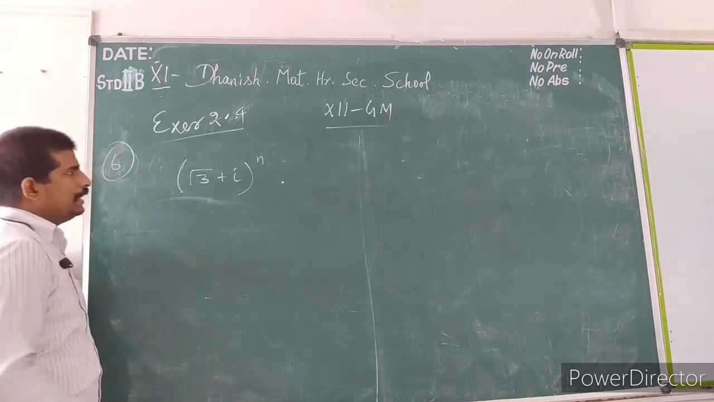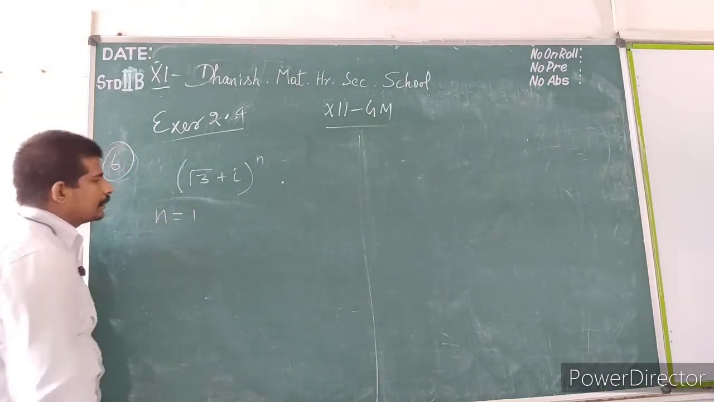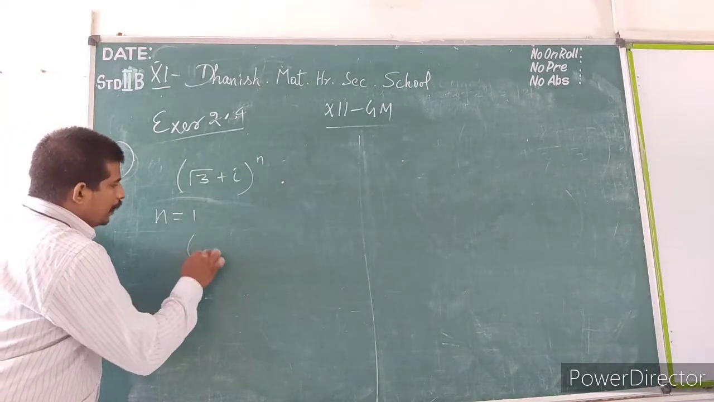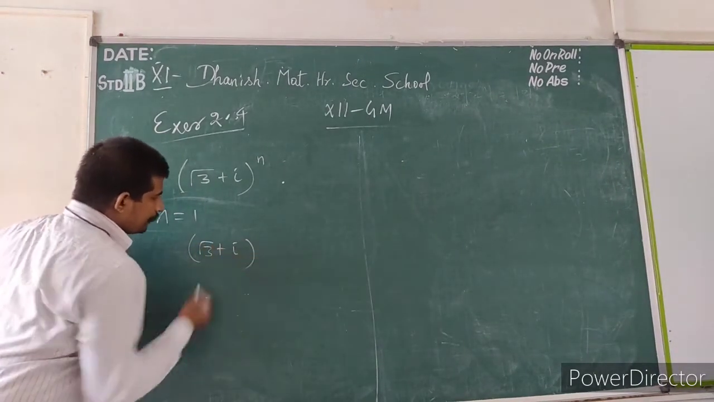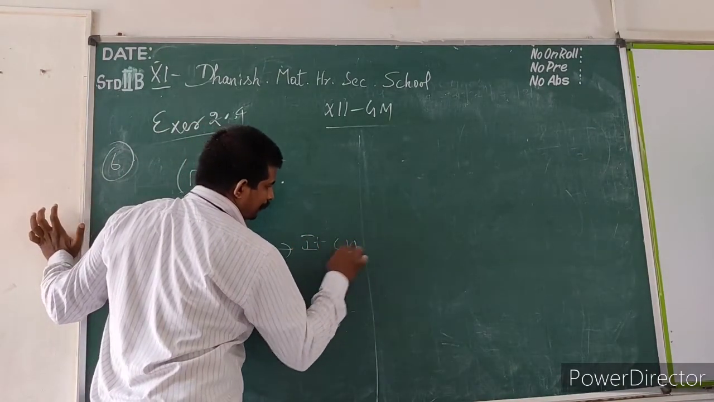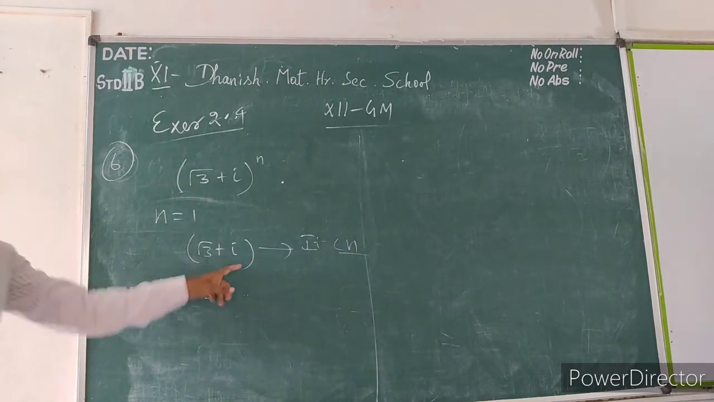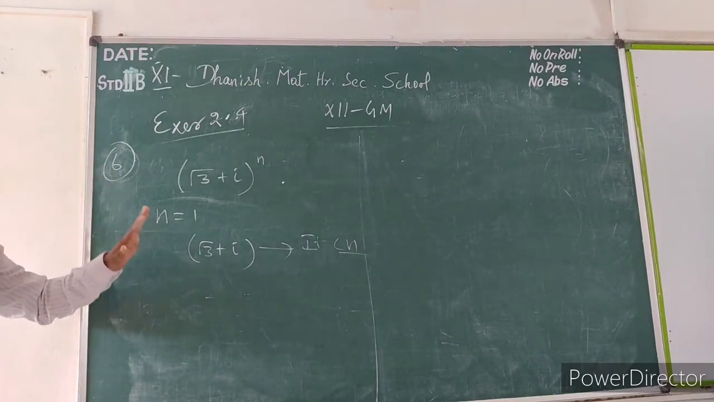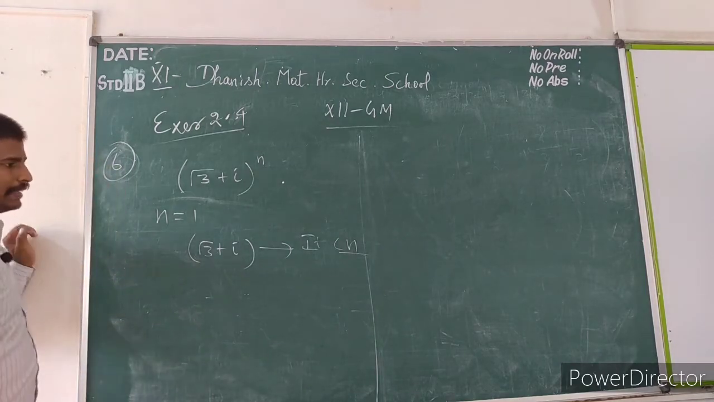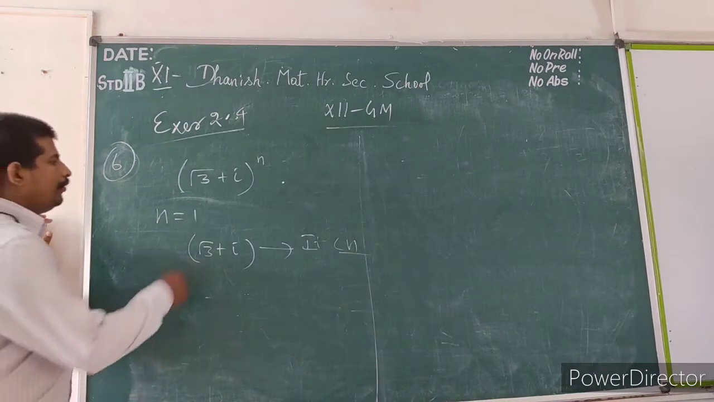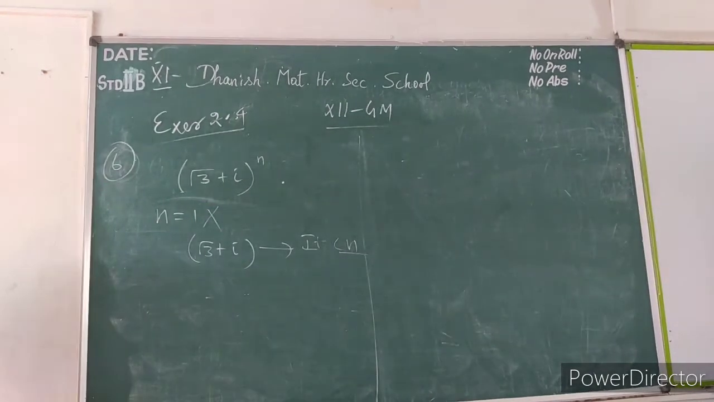Further, I am going to put n as 1. So it will become root 3 plus i. It is a complex number. Here we have a real part as well as an imaginary part. We need purely imaginary or purely real, but here we have both parts. So we won't consider n equal to 1.